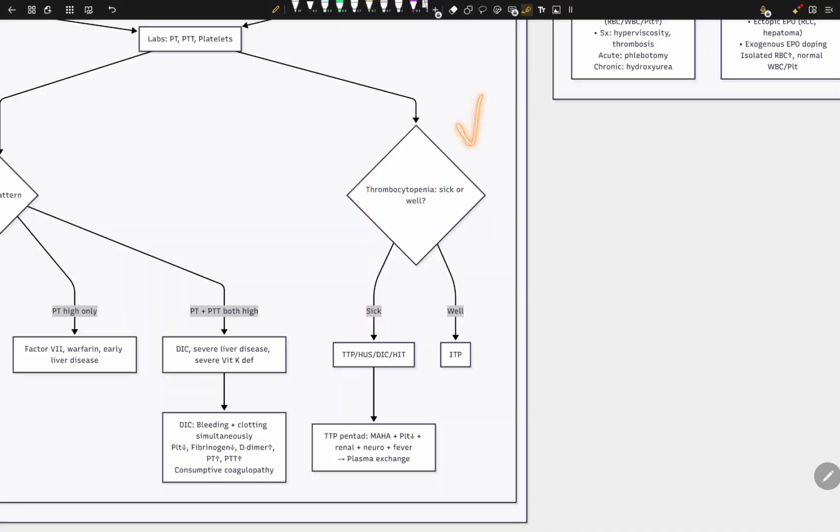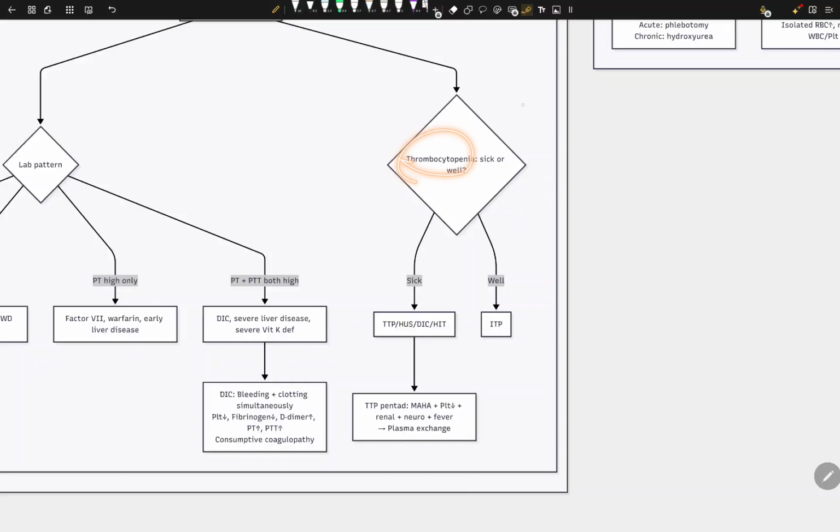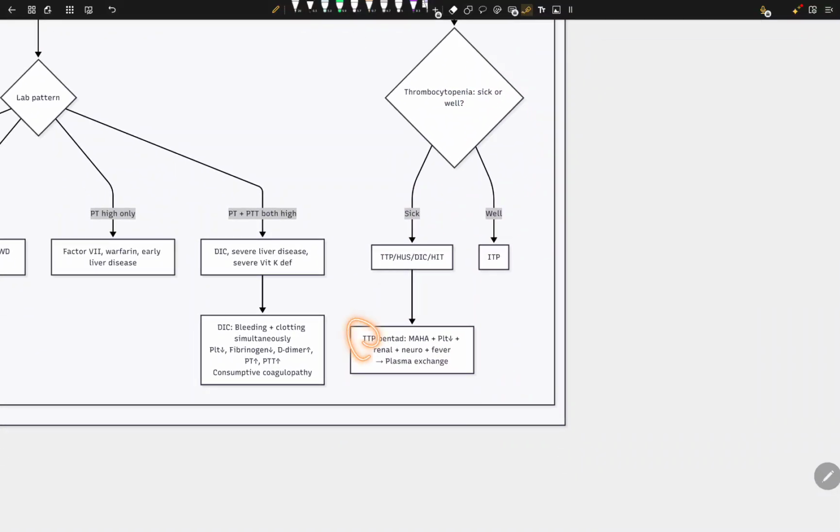Thrombocytopenia. Why do we have thrombocytopenia? Why do we have fewer platelets? It's not thrombocytosis, it's thrombocytopenia, fewer platelets. Why? Maybe the patient is sick or maybe he's not. If the patient is sick, it means we have TTP, HUS, DIC, HIT, heparin-induced thrombocytopenia, right? We have MAHA. What is MAHA? MAHA is just microangiopathic hemolytic anemia. Wow, weird name. No, it's not weird. Micro means small, angiopathic means vessel disease, and hemolytic anemia, the RBCs are being destroyed.